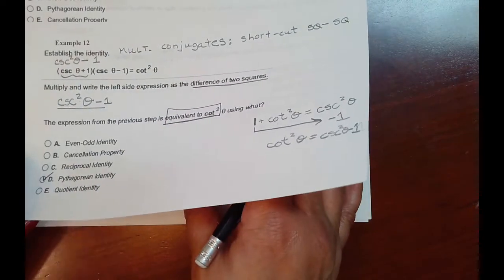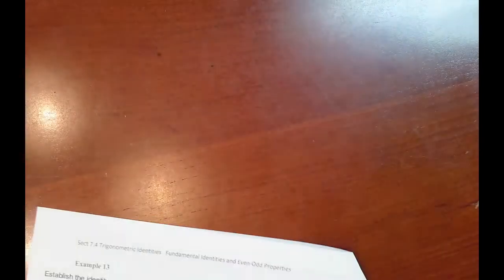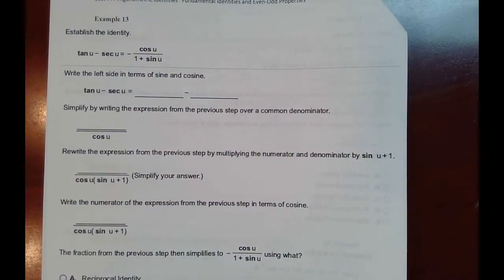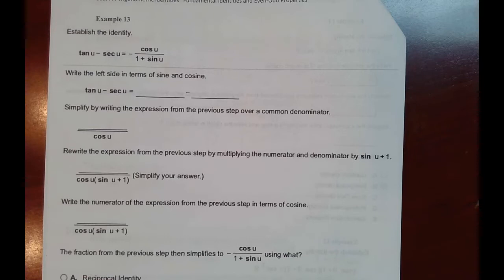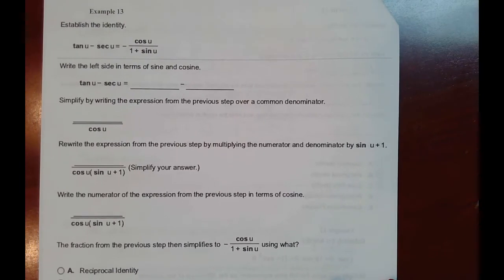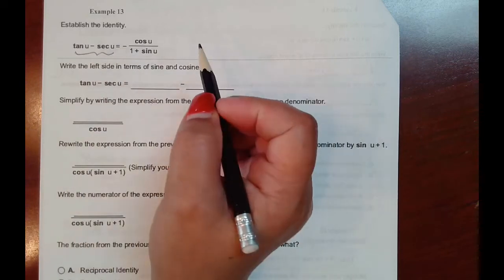Moving to number 12. No, let's see, that might have been number 12. That was 12. So this is number 13. Example 13, it says establish the identity. Write the left side in terms of sine and cosine. So that's all they want you to do right now. Just do it in the order that they're asking you for. So here's the left side. We're going to write each of these in terms of sine and cosine.